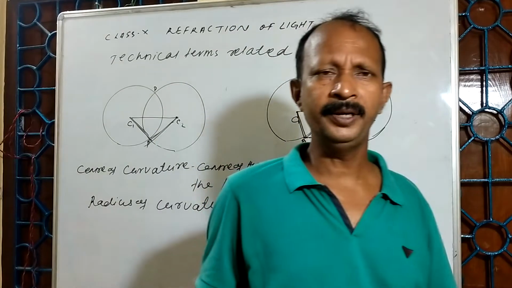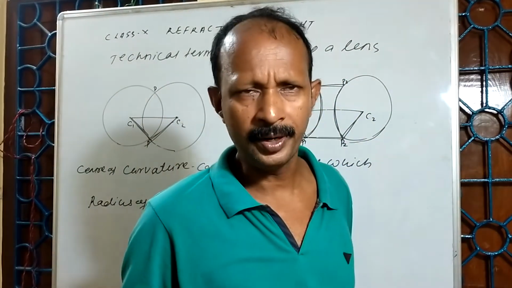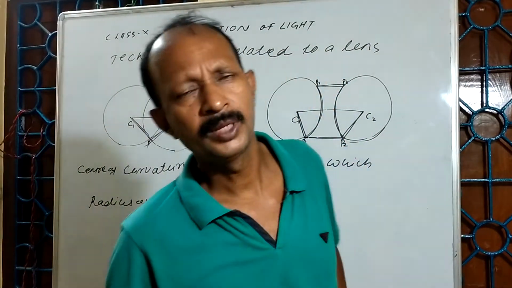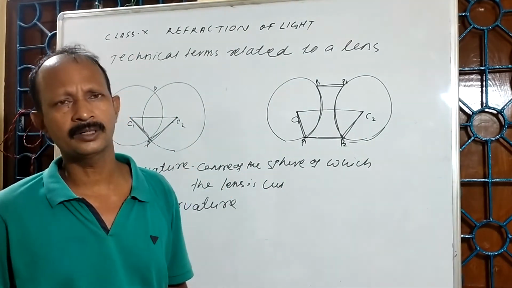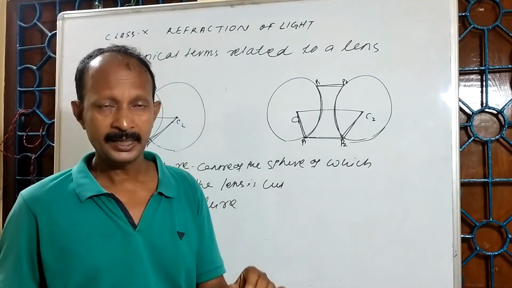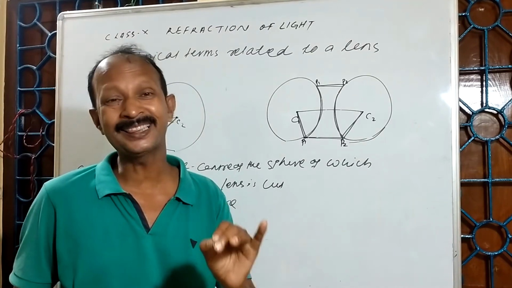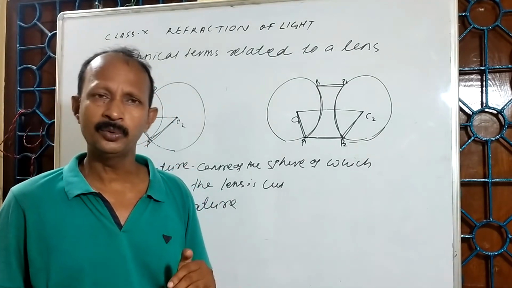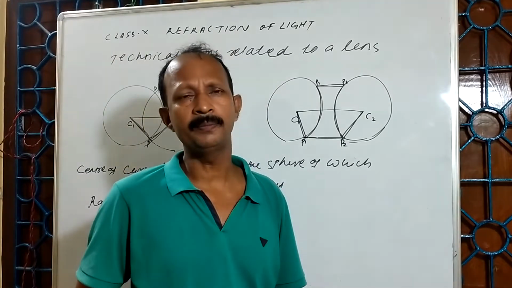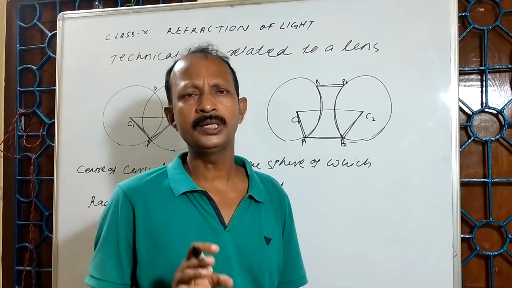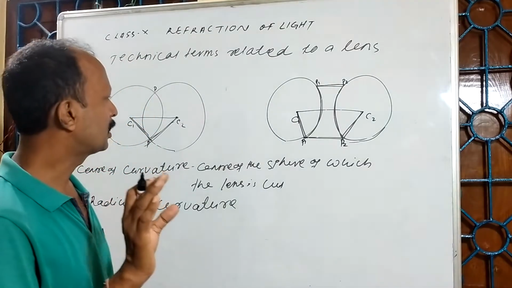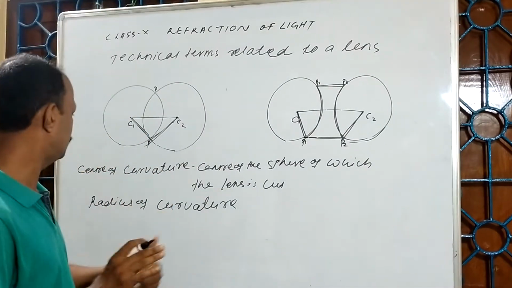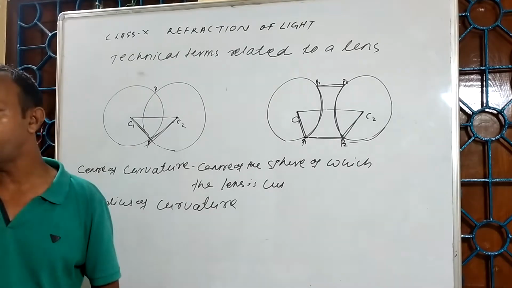In the mirror topics, you have studied the distance from pole of the mirror to center of curvature is called radius of curvature. Here, if the lens is very thin, then you can say the distance from optic center to the center of curvature is also radius of curvature. So this is about the radius of curvature.